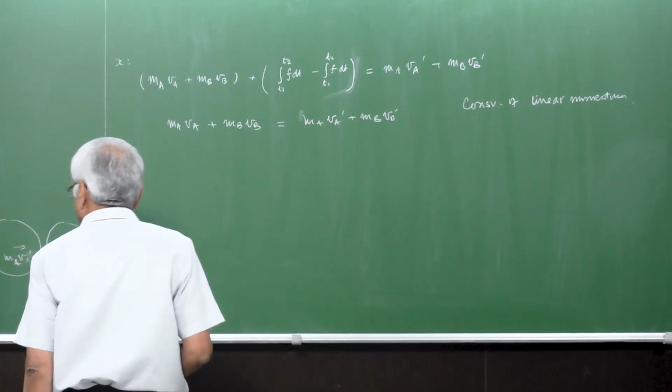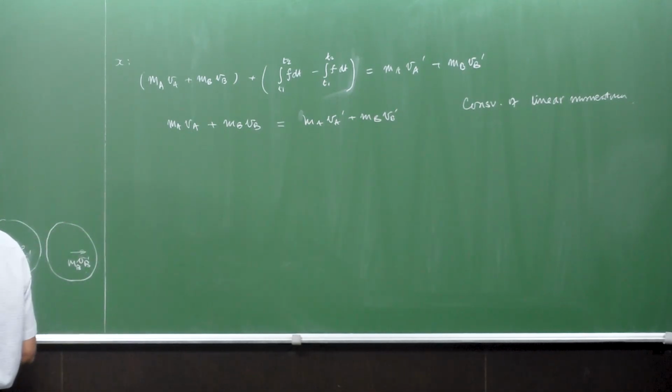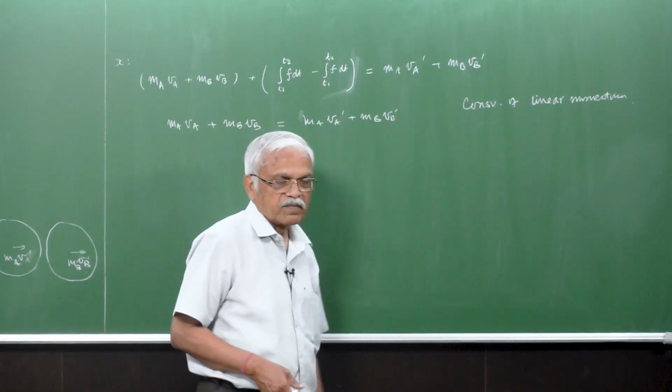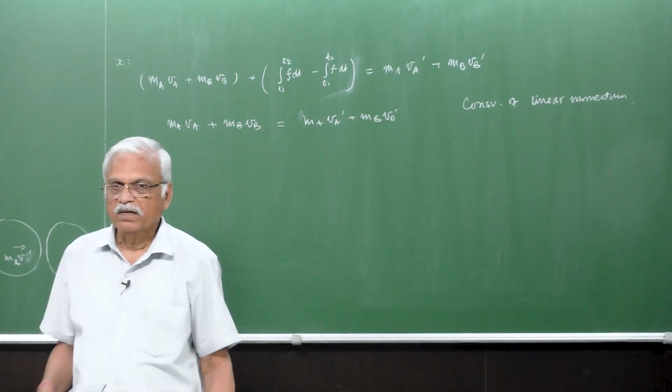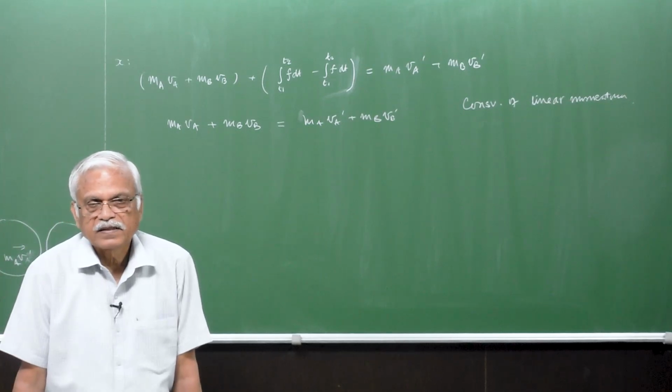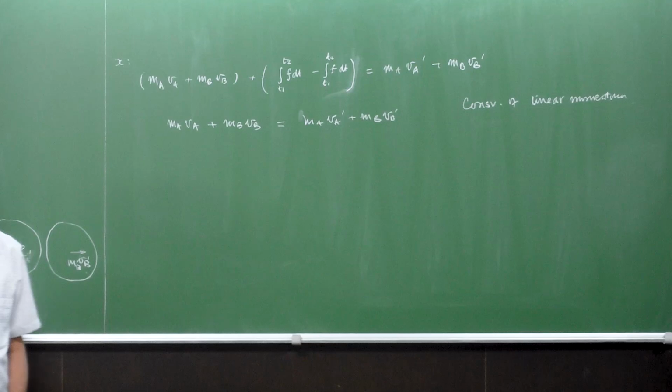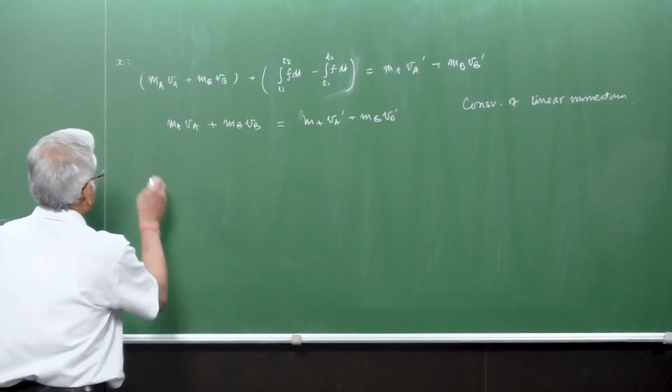Apart from this, we have two unknowns here, VA prime and VB prime, and to calculate these we need one more equation. So what is that equation? There is one more equation here.